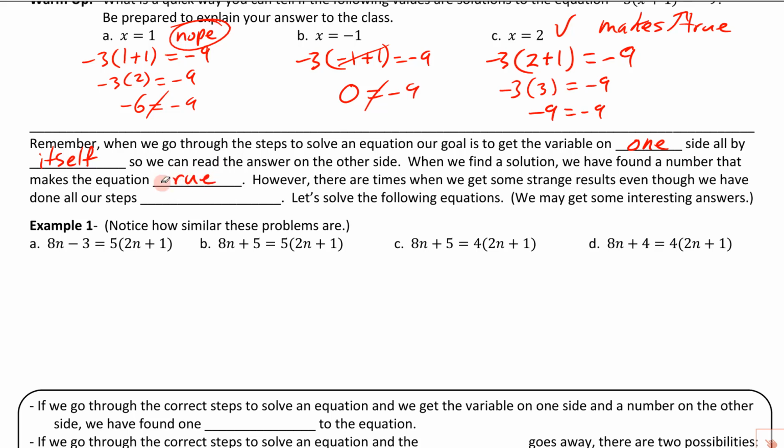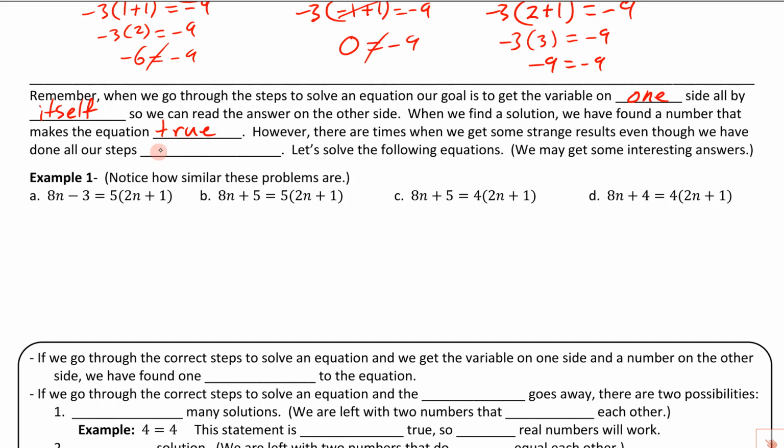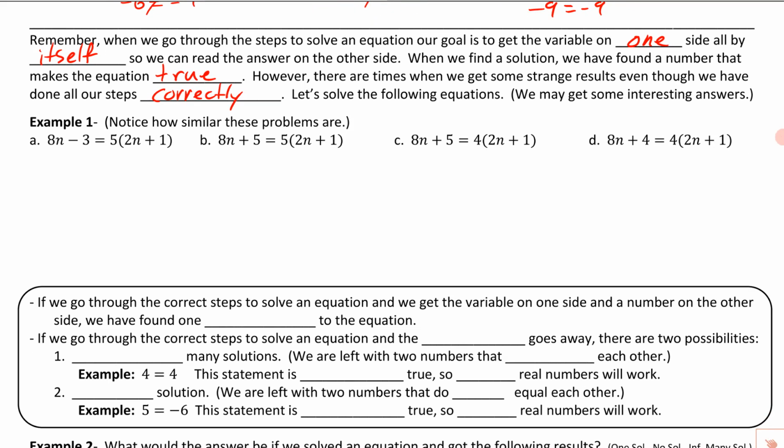Just like up above, the one that made it true was the one where the two sides equaled each other. This one in the warm-up question made it true. These two made it false. They didn't actually make a true equation, so those were not the answers. Now, there are going to be times where we run into some strange results, even though we do all of our steps correctly. So we practice doing these steps so that when we get to weird situations like we're going to encounter today, we're better equipped to deal with these. So we're going to take a look at some of these problems right here. I've got 4 problems right here.